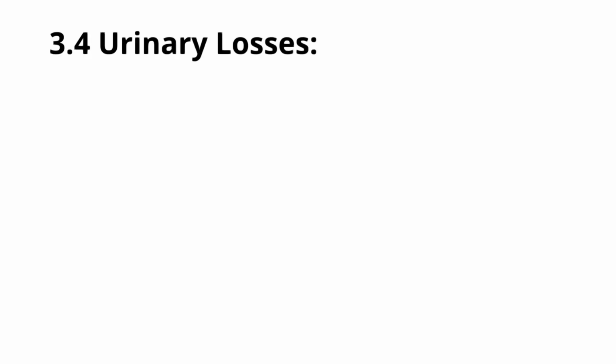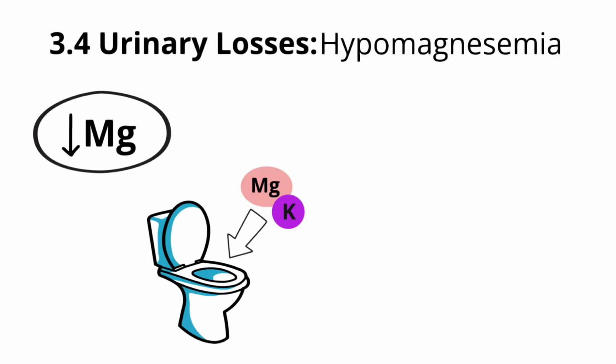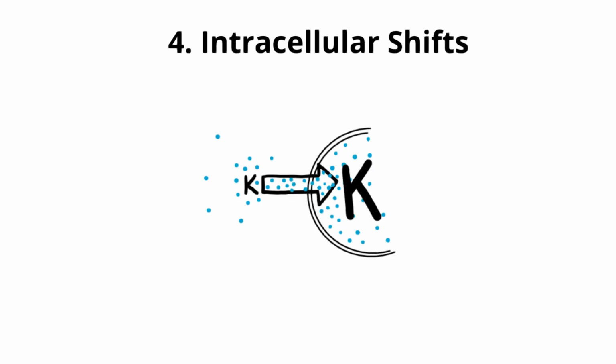Our fourth and last group of urinary causes is hypomagnesemia. If your patient has a low mag, this can contribute to potassium wasting in the urine. And what medication causes magnesium wasting and contributes to hypokalemia? PPIs, which are another one of those pesky P medications. Now, for the last big bucket in our framework for hypokalemia, we have intracellular shifts.